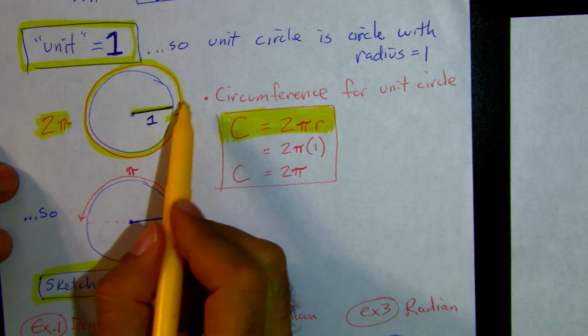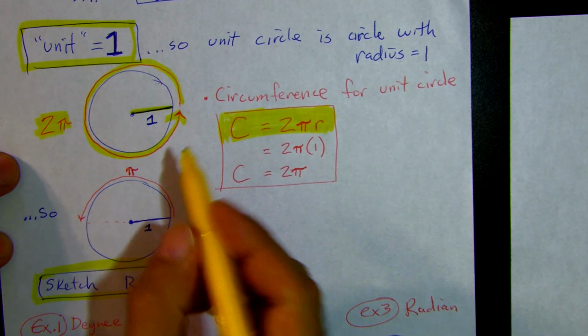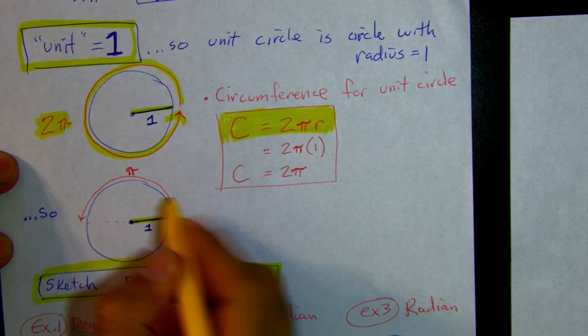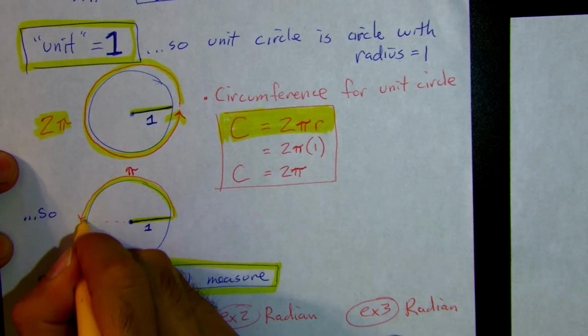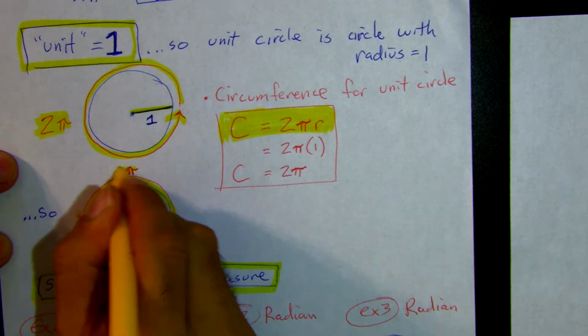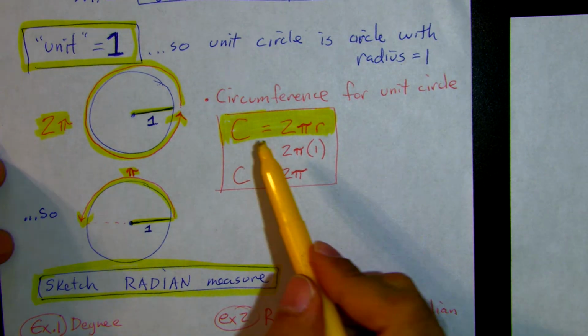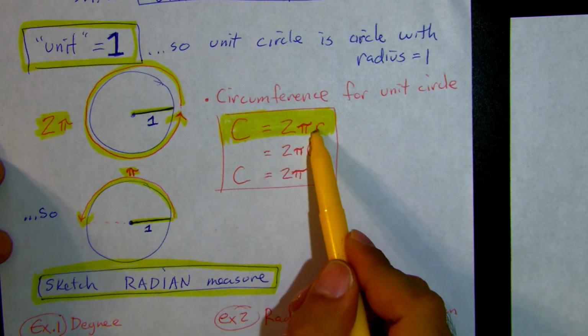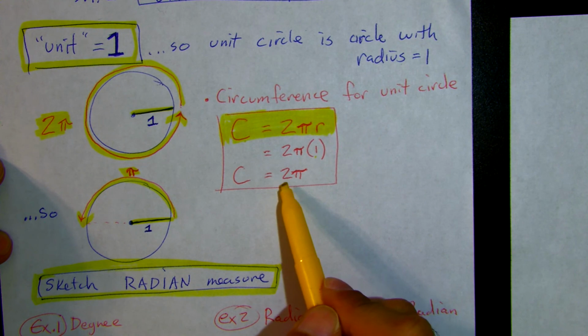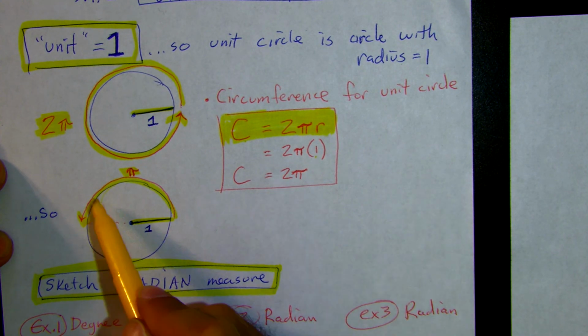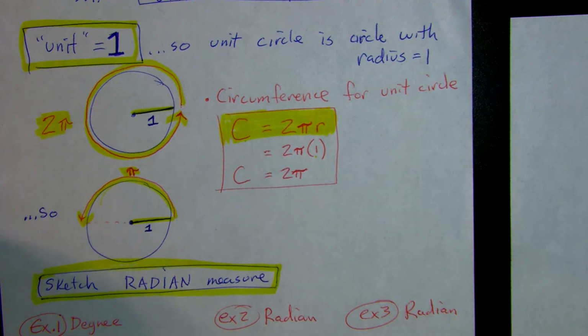So if all the way around is 2 pi, guess how far it is to go from this initial side all the way to this side? It's pi. And this has to do with, again, the circumference of a circle being 2 pi r. With a radius of 1, all the way around is 2 pi, so halfway around is pi. Everyone okay with that? Does the breakdown make sense? Just stay with me with this, okay?